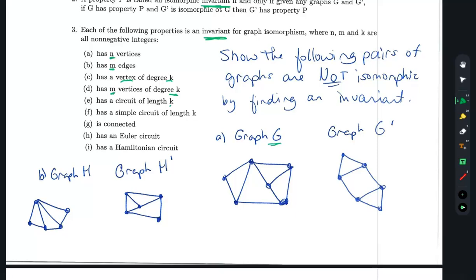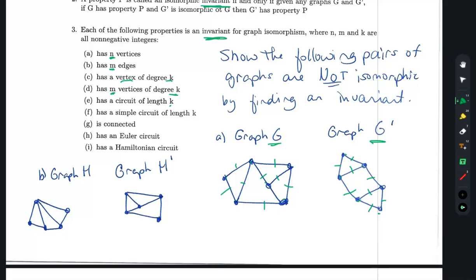Okay, so let's look at this G and G prime. I'm just going to start with counting the vertices: 1, 2, 3, 4, 5, 6. And 1, 2, 3, 4, 5, 6. It's got the same number of vertices. You don't have to go through this whole list, but I'm just going to count everything. So 1, 2, 3, 4, 5, 6, 7, 8 edges. And this graph has 1, 2, 3, 4, 5, 6, 7, 8 edges.